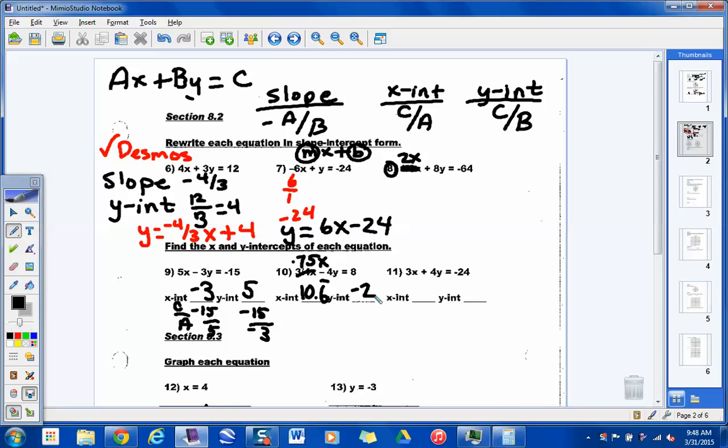Next one. X-intercept. Raise your hand, please. 1 person knows. 2 people know. 3 people know. Kyle, what is it? Negative 8? Okay, very good. How'd you get that? Perfect. Y-intercept. Negative 6. Very good, Mariah.